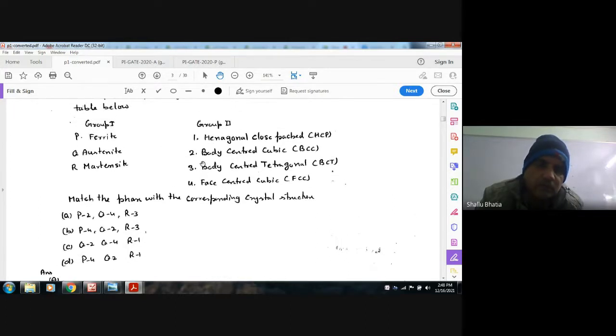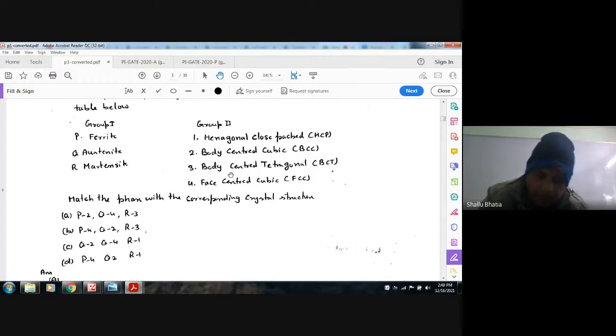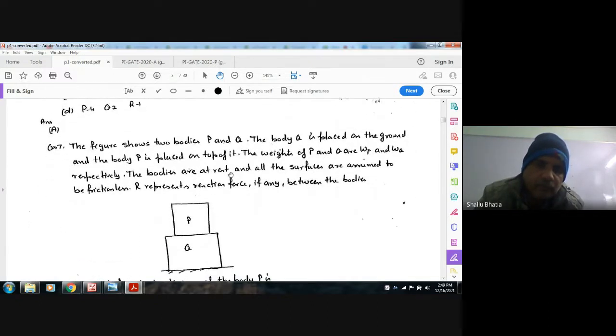So this is a straightforward question. You have to remember the crystal structure. Ferrite is 2, that is body centered cubic, and after that it is 4, that is FCC, and martensite is BCT. Okay, answer is A.